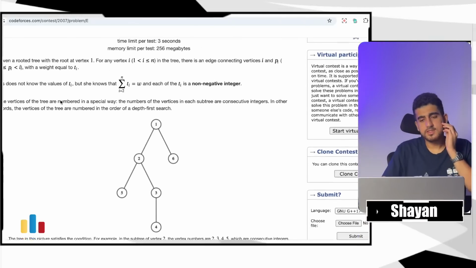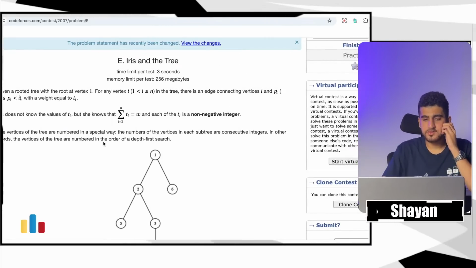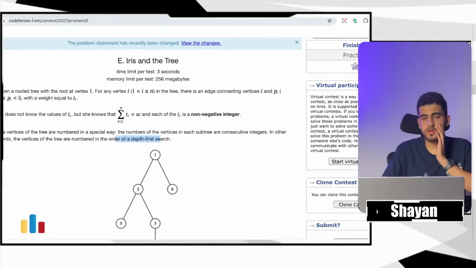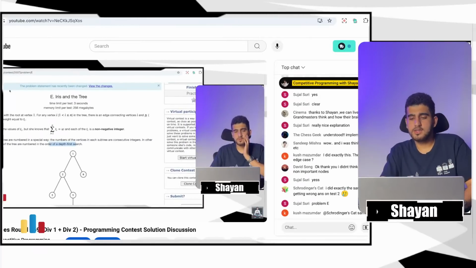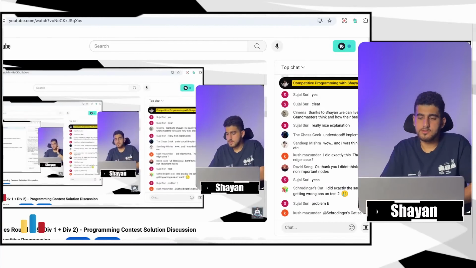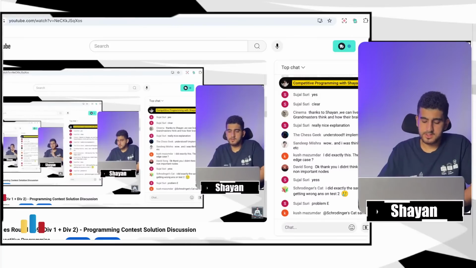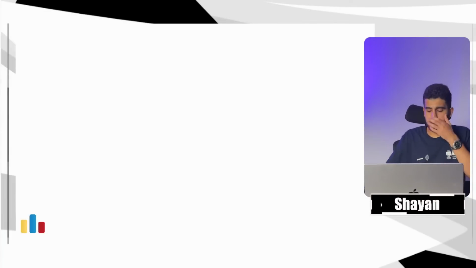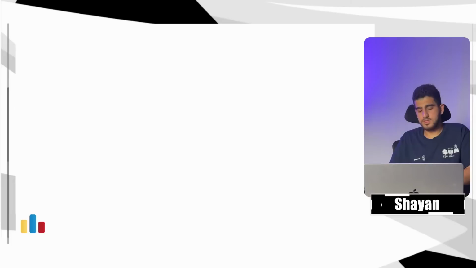Well, now that I'm reading this statement again, I see that I did not really use the fact that these numbers are in order of a depth first search. I hope that this doesn't make my answer incorrect, but anyway, let me explain what was in my mind after reading this problem. So guys, the main thing in this problem is that if you consider each of the vertices, you need to do this.